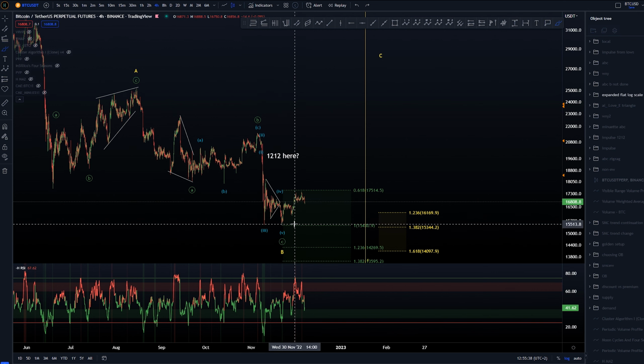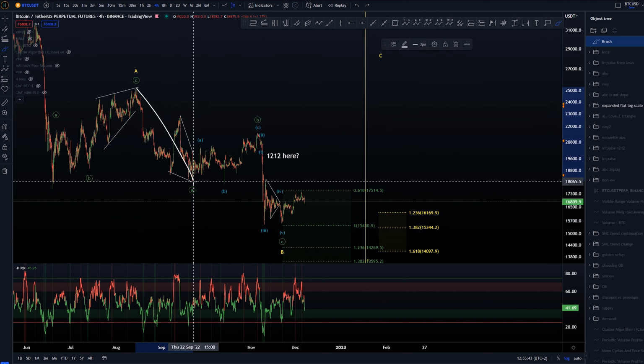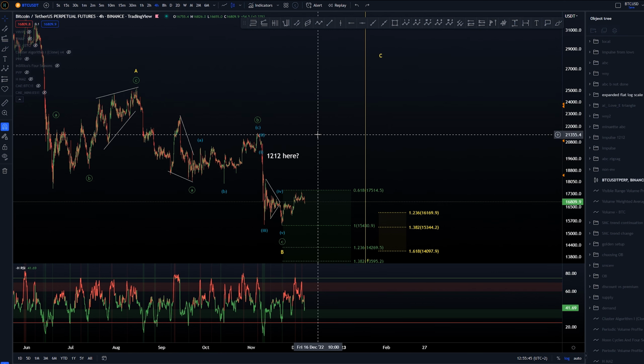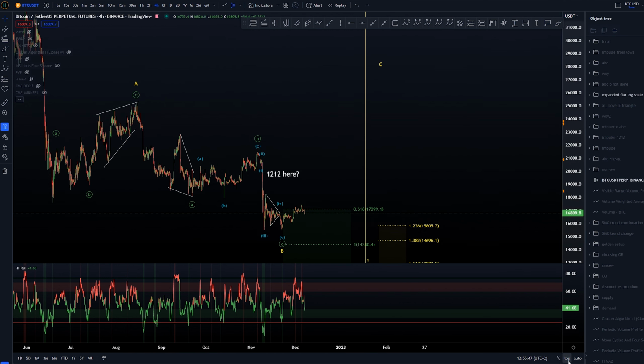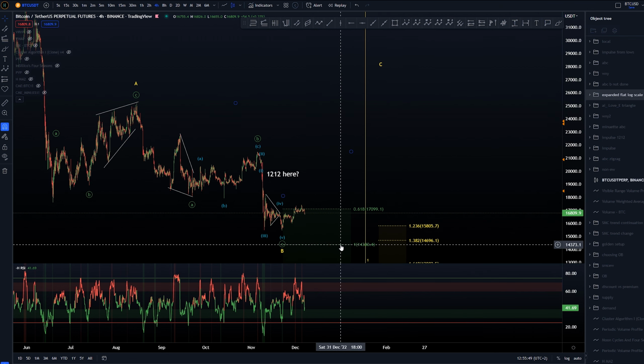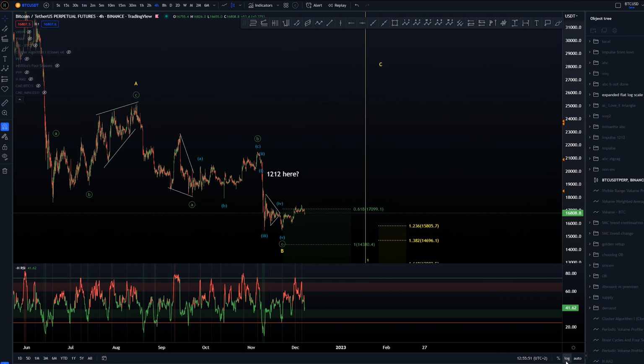And that would get us to the 1-to-1 extension here, exactly basically of this A wave for that C wave here. Again, we are on logarithmic scale here. On arithmetic scale, we don't get the 1-to-1 tag. So that has to be remembered here.